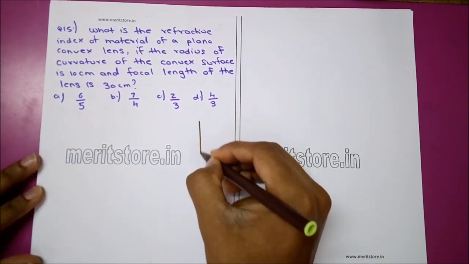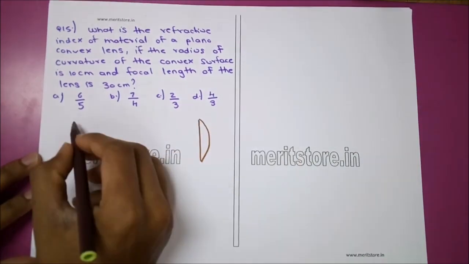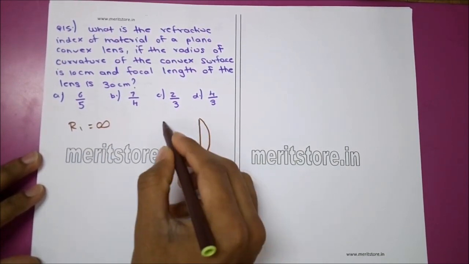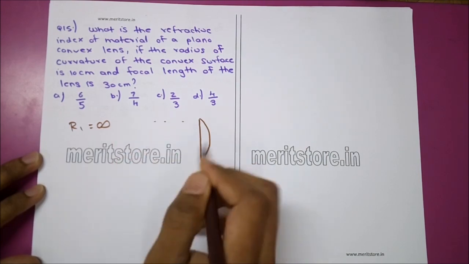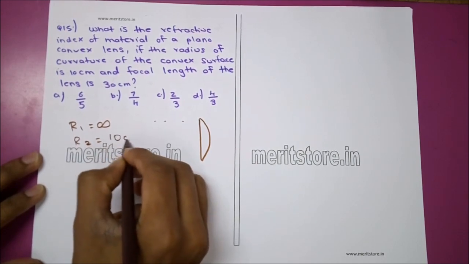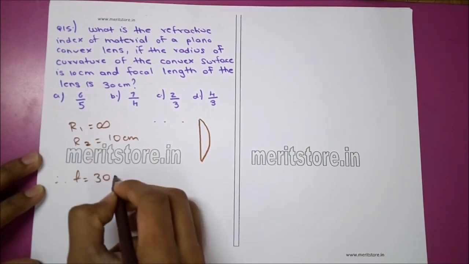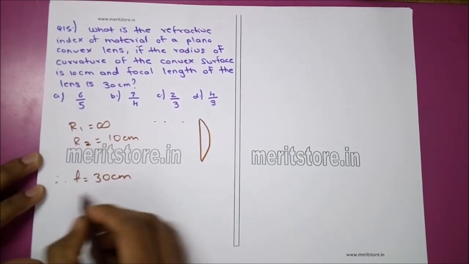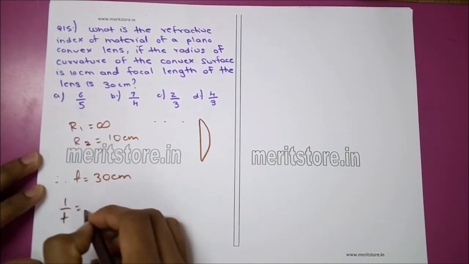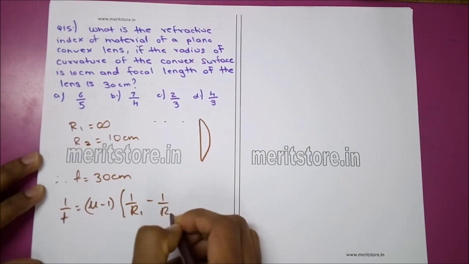Now for a plano-convex lens, the value of R1 would be infinity, since the side is plane, therefore it would have an infinite radius of curvature, whereas R2 is given as 10 centimeters. Now, focal length f is given as 30 centimeters. So applying the lens maker's formula, 1 by f is equal to mu minus 1 times 1 by R1 minus 1 by R2.